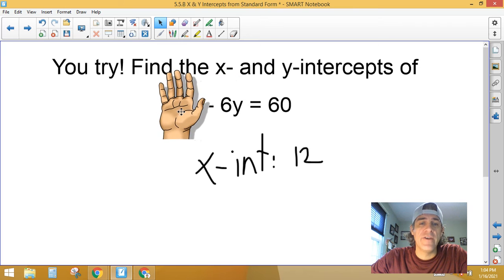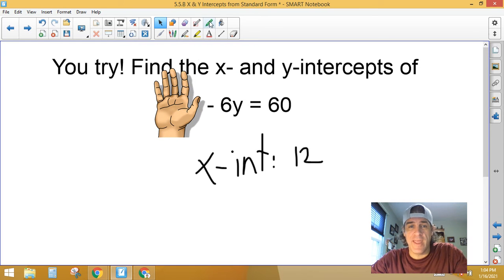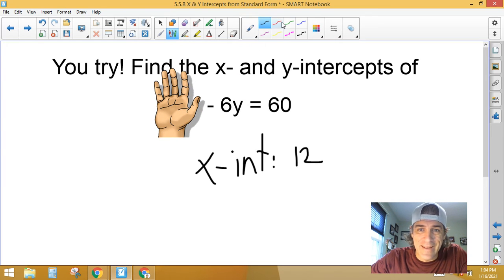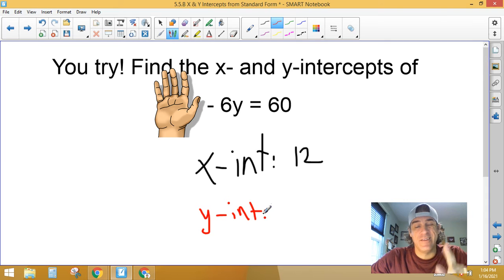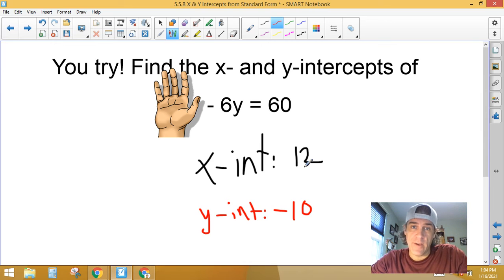To find my y-intercept, I have to be careful with my creepy hand thing. You have to take the sign in front. So to find my y-intercept, I'm going to need to divide by negative 6, and that'll give me negative 10. So my x-intercept is 12, or 12 comma 0. My y-intercept is negative 10, or 0 comma negative 10.